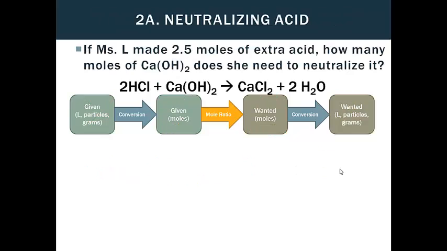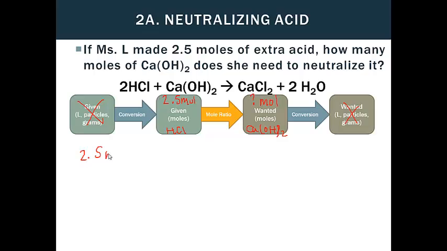Now let's look at neutralizing some excess acid. If Miss L made 2.5 moles of extra acid, how many moles of calcium hydroxide does she need to neutralize it? In this case, we are given 2.5 moles of the acid, so that's HCl, and I want to know how many moles of calcium hydroxide I need. That means I don't need these boxes because I'm not given liters, grams, or particles. I'm given moles. So once again, this is just a mole ratio problem.